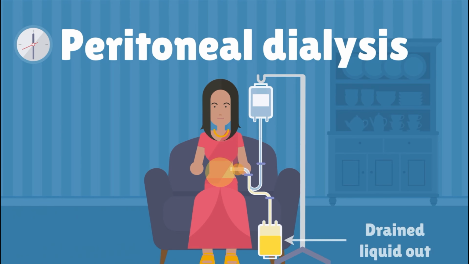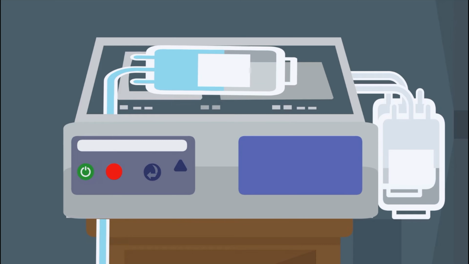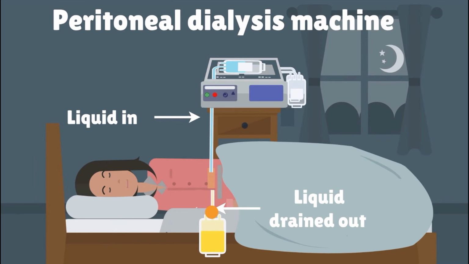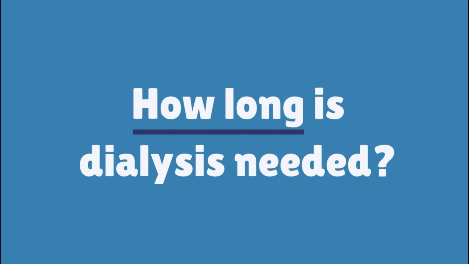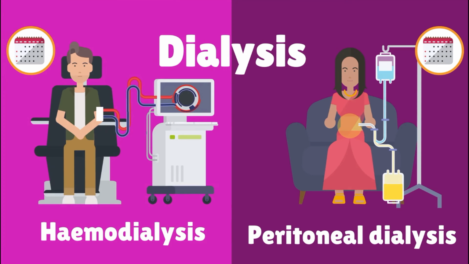After a few hours, the special liquid is drained out of the body and replaced by a fresh liquid. The dialysis liquid can be changed manually a few times through the day. Another option is to use a machine to do these liquid swaps overnight. Peritoneal dialysis is done at home. Many people need dialysis for the rest of their life.